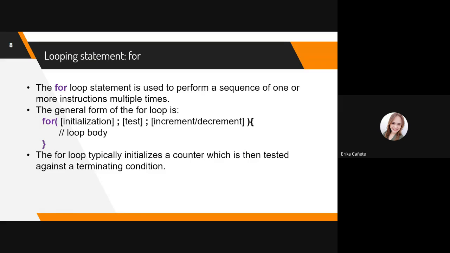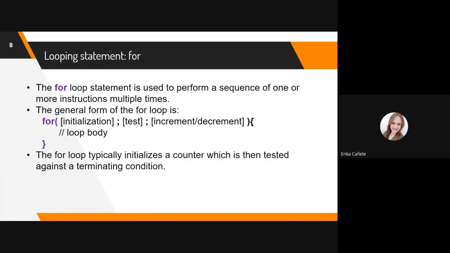So first, the looping statement that we have here is the for loop. The for loop statement is the most commonly used looping statement, and it is used to perform a sequence of one or more instructions multiple times. So we have here the general form of the for loop.